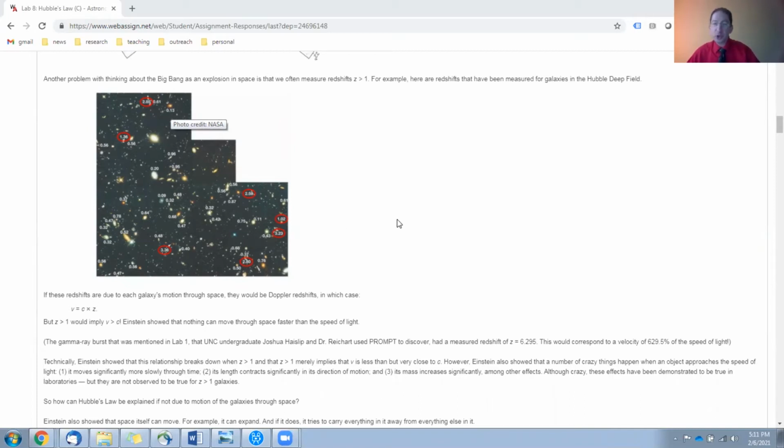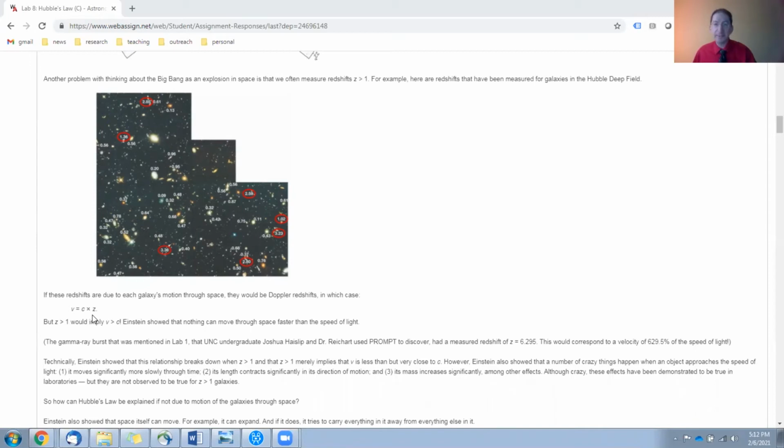Now, if we interpret these as motions through space, then the Doppler shift equation applies. And here it is again, where the velocity of the object is equal to the speed of light times the redshift. And a redshift greater than 1 would then imply a speed of the object greater than the speed of light. And we all know, Einstein showed us, that nothing can travel through space faster than the speed of light.